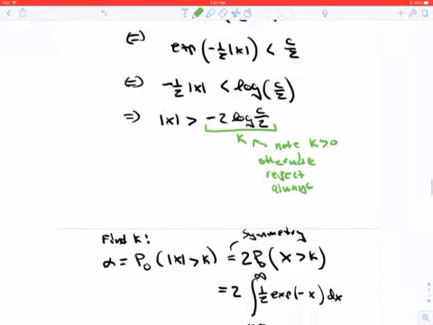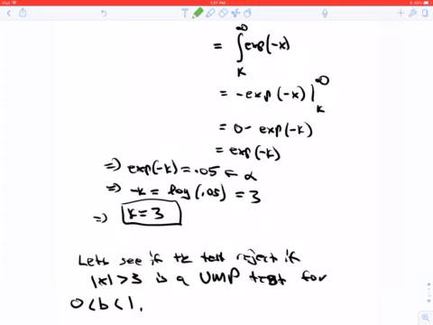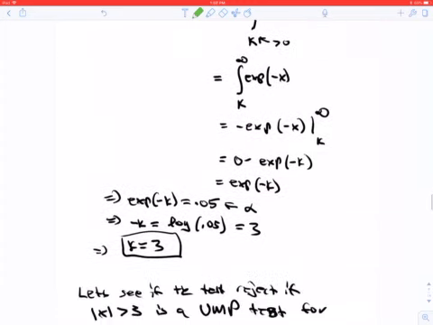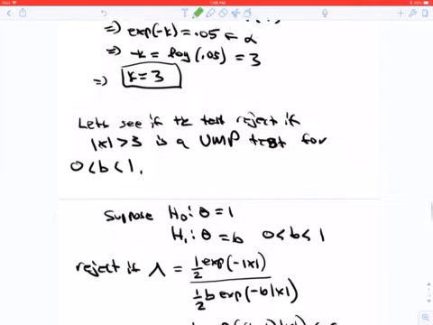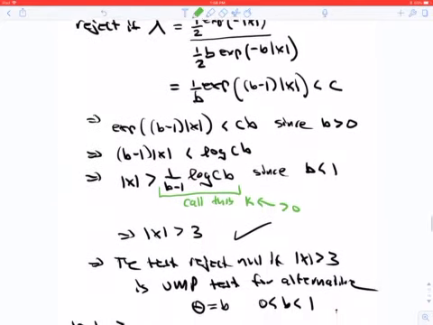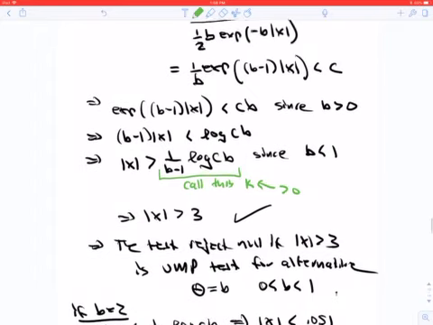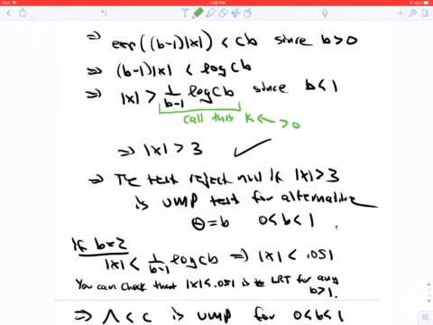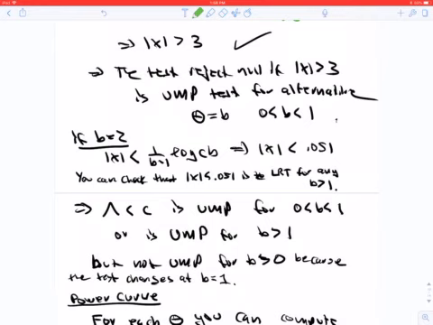So if you understood that, then this is just all a bunch of calculations, and we just calculate what the rejection region specifically is using the fact that alpha is 0.05. Now, we're going to check that it's a uniformly most powerful test for your alternative between 0 and 1. So you go through this computation here, and you see that at every step you are either requiring the b to be greater than 0 or less than 1 to get that we're going to reject when the absolute value of x is greater than 3. So that proves that our test, reject when absolute value of x is greater than 3, is uniformly most powerful.